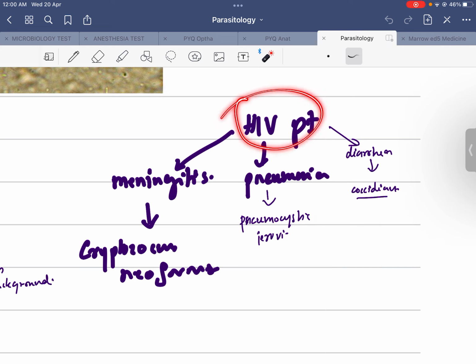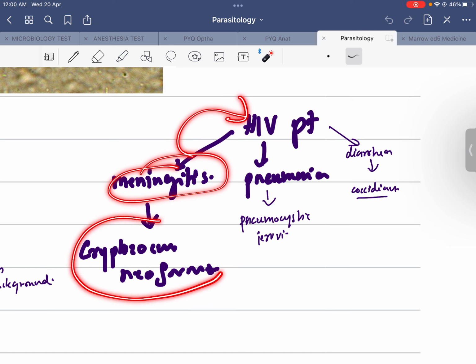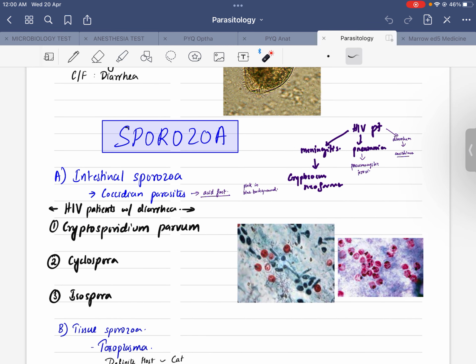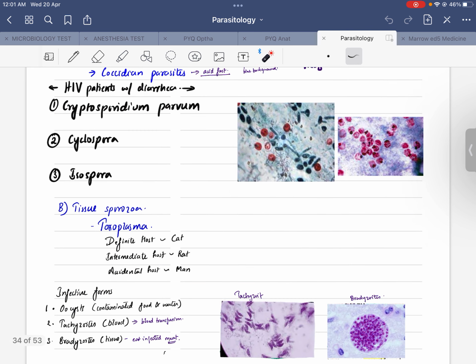And what is the specific cause of meningitis in HIV patients? It is Cryptococcus neoformans, and if you remember, India ink is used for staining the capsules of Cryptococcus neoformans, right? And if there's an HIV patient with diarrhea, think about the coccidian parasites. Most important example will be Cryptosporidium parvum. It has been asked.